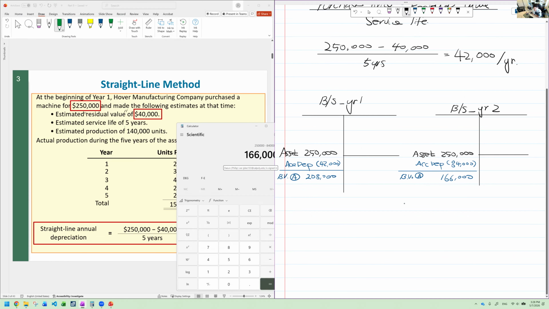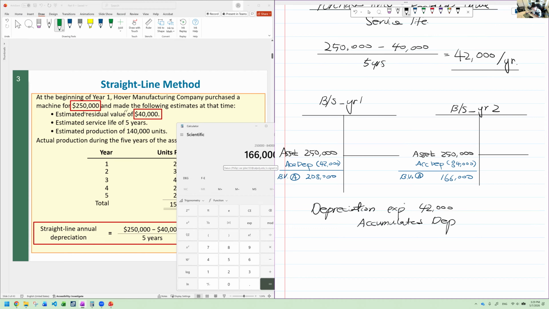So the journal entry is debit depreciation expense. We calculated it at $42,000. And then credit accumulated depreciation, $42,000. So this is a depreciation expense journal entry that you record at the end of each year for the next 5-year period.